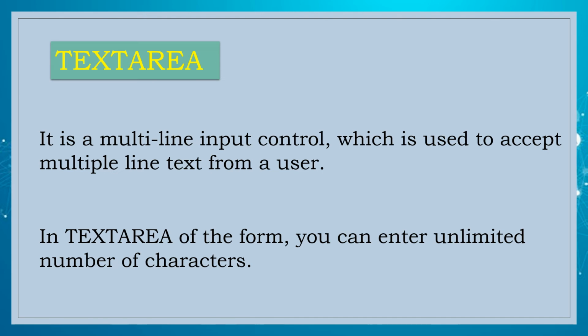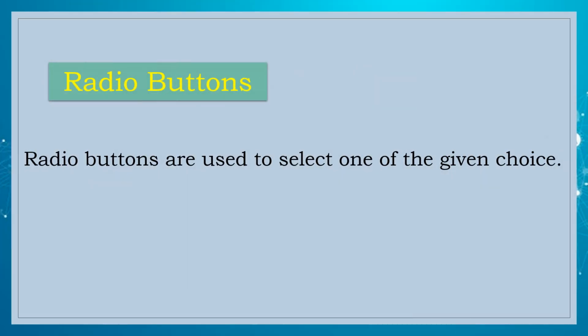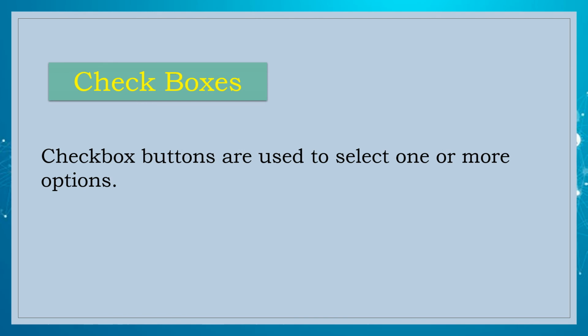Radio buttons. Radio buttons are used to select one of the given choices. Checkboxes. Checkbox buttons are used to select one or more options.